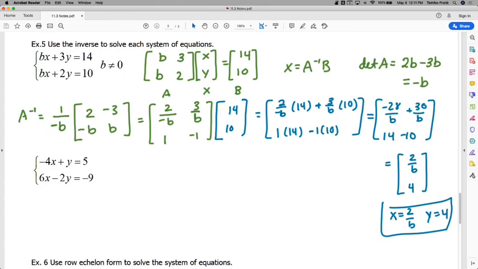Okay, try that last example. Negative 4x plus y is equal to 5. 6x minus 2y is equal to negative 9. Answer is posted on the class website.